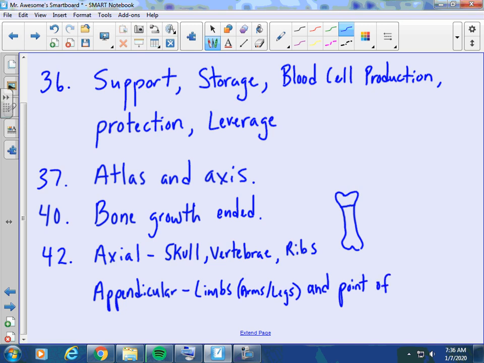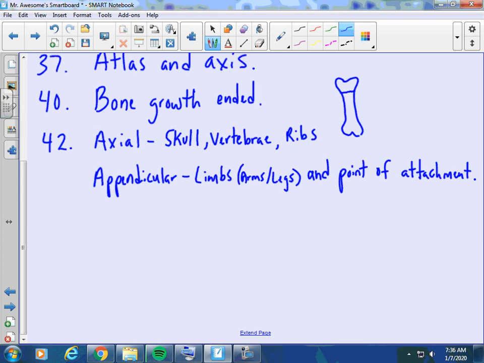So what they call the pelvic girdle is where the legs attach. The shoulder girdle, the pectoral girdle, is where the arms attach. All right, so 43, list and describe the major bones of the human skull.